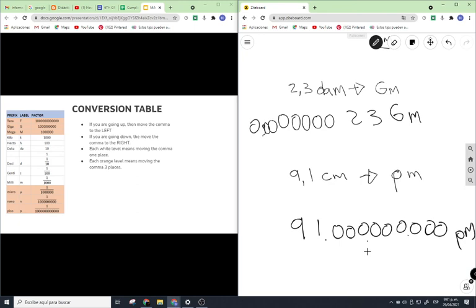And that's how you make conversions in the metric system. Remember, here we used only examples of distance, but you can do it with time, mass, and with any other measure of the international system.